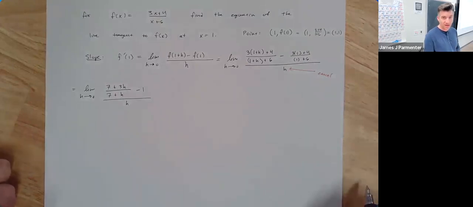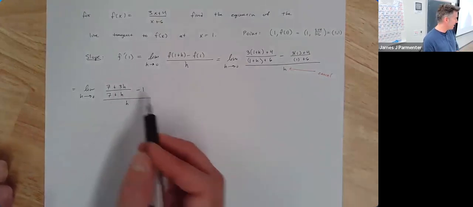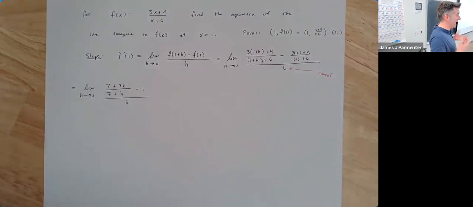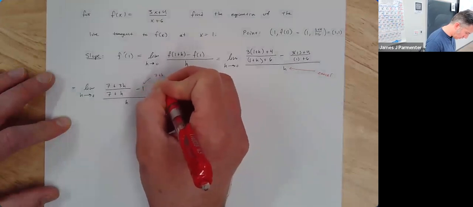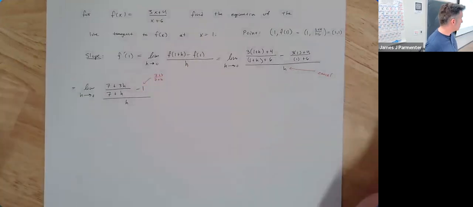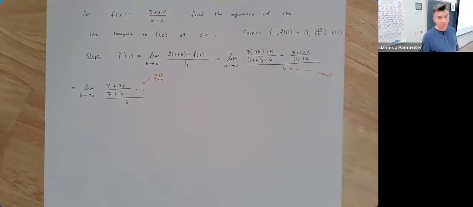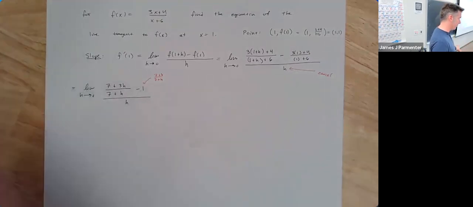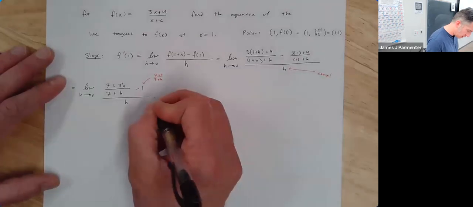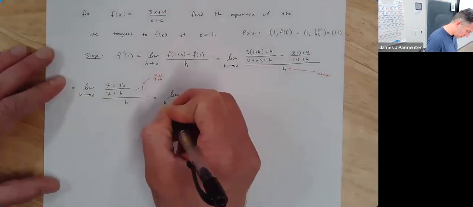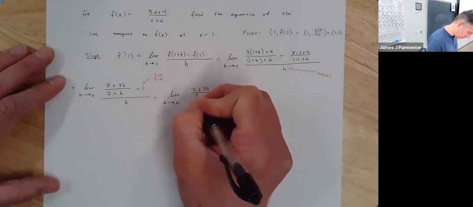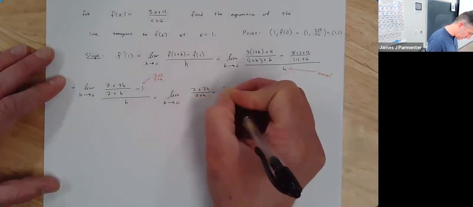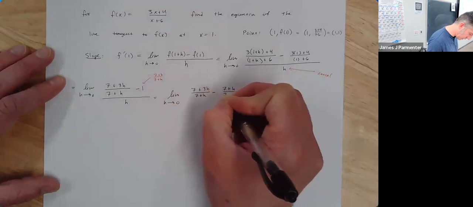I need to subtract, I have a fraction minus a thing. When you want to add or subtract fractions, we have to get a common denominator. So this 1 is going to become 7 plus h over 7 plus h. You need the denominators to match. Or you can think of multiplying 1 over 1 by 7 plus h over 7 plus h. Same idea. This is going to equal the limit as h goes to 0 of 7 plus 3h over 7 plus h minus 7 plus h over 7 plus h.